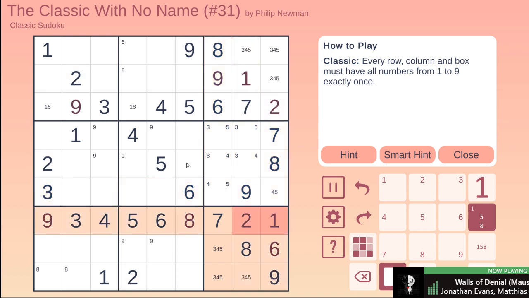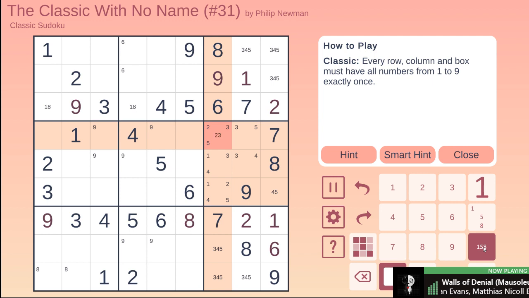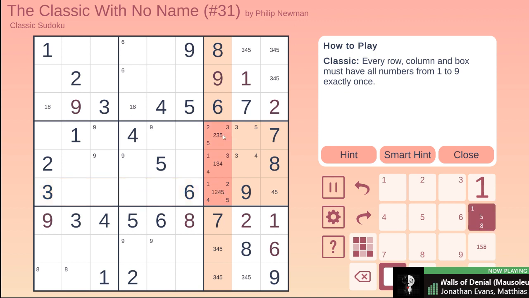Well, they can't go in this box. There's a 2 in one of these for sure, and a 1 in one of these for sure. The other 2 being 3, 4, 5, and then the other one of this being 3, 4, 5. So this is 2, 3, 5. This is 1, 3, 4. This is 1, 2, 4, 5. So what are these then?